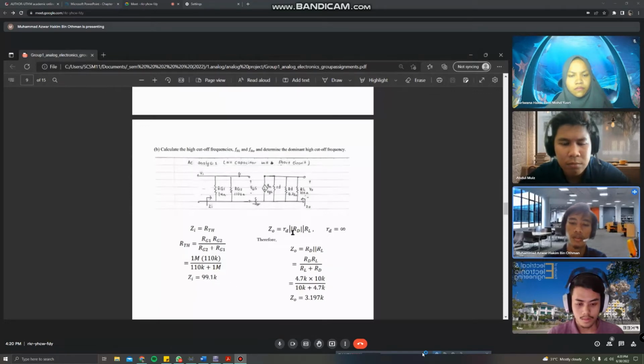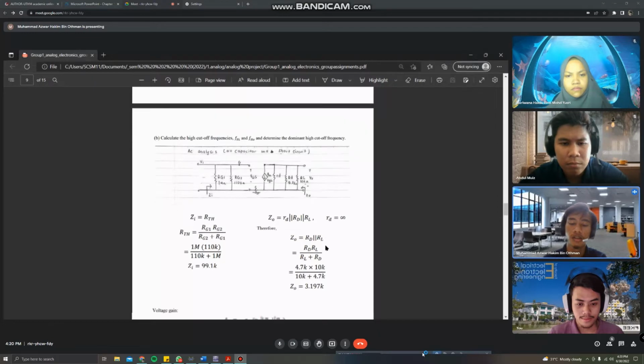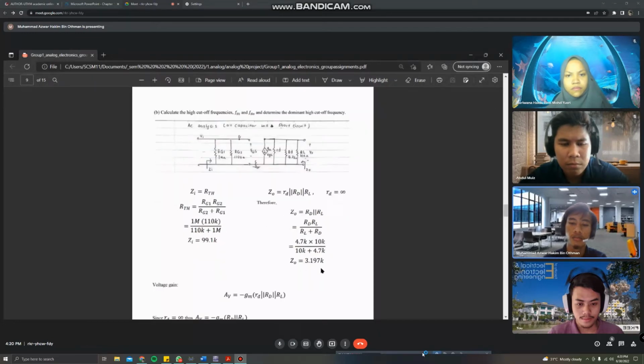For impedance Z out, we know that the circuit is connected with RD parallel with RL. Since rd equals infinity, the equation becomes impedance out equals RD parallel RL, and we substitute the RD and the RL values, and we get the Z out value.